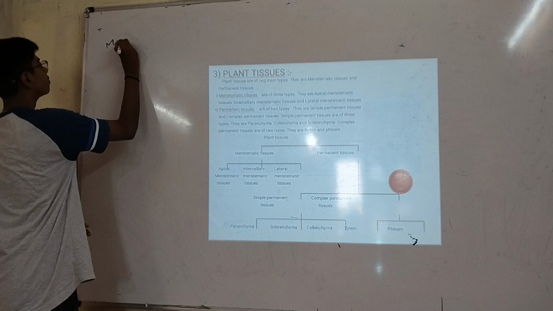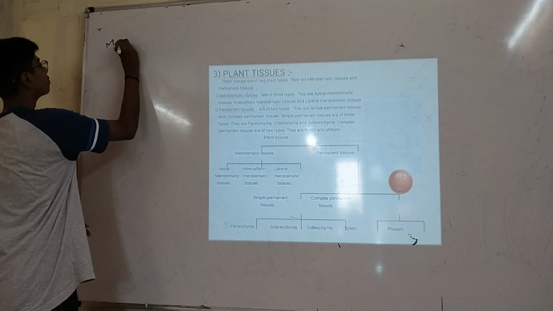So we learn about permanent tissue. As you know, permanent tissue is divided into two types, simple permanent tissue and complex permanent tissue. So we learn what simple permanent tissues are. They are made up of one type of cell. They are of three types, known as parenchyma, collenchyma and sclerenchyma.